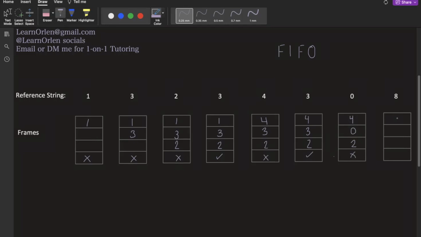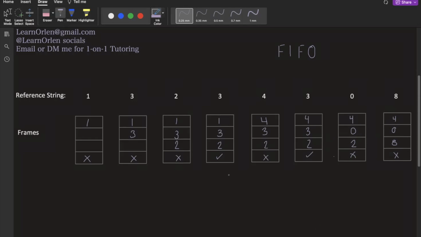Now eight does not exist. Which one to replace? It's like four goes to here, zero only here, two all the way back. So four, zero, eight. And it was a miss. So this is what our final frame will look like.